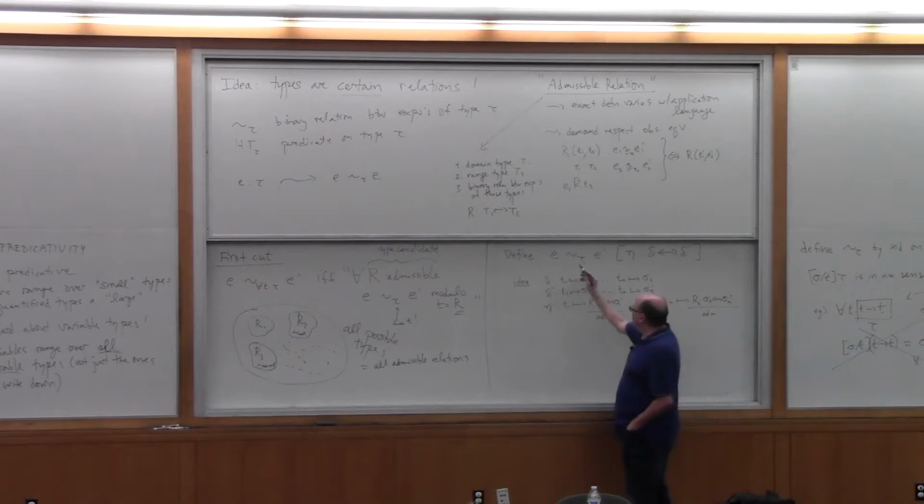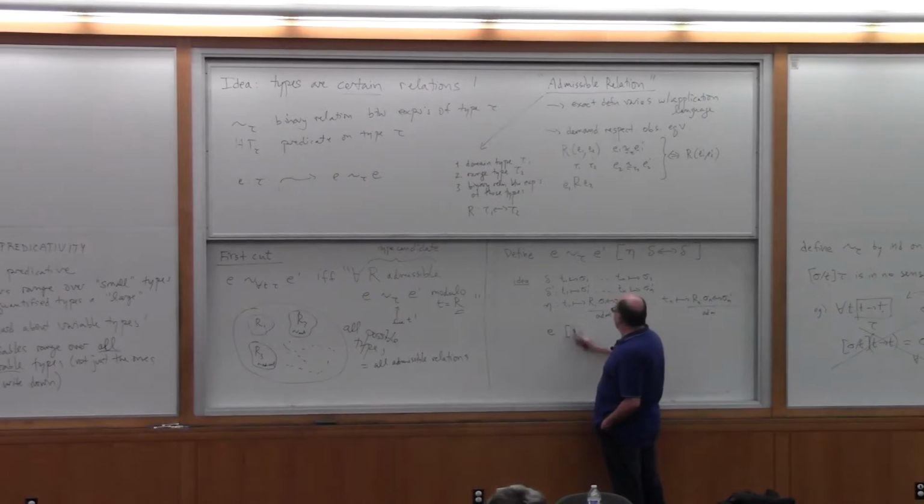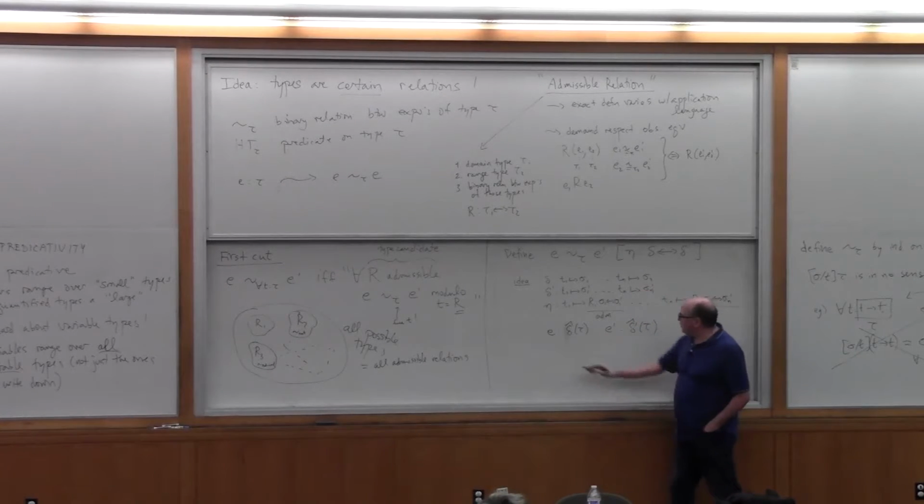And how do I define, oh, and then what do I have? I have that E is of type, I write it like this, delta hat of tau, and E prime is of type delta prime hat of tau. So notice these are of disparate type.